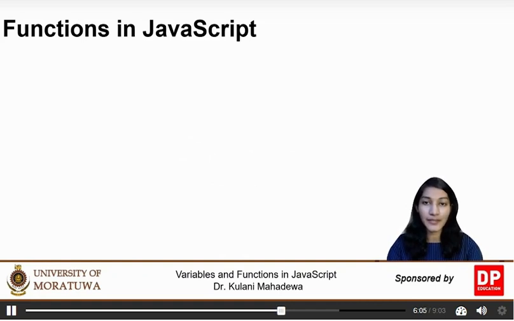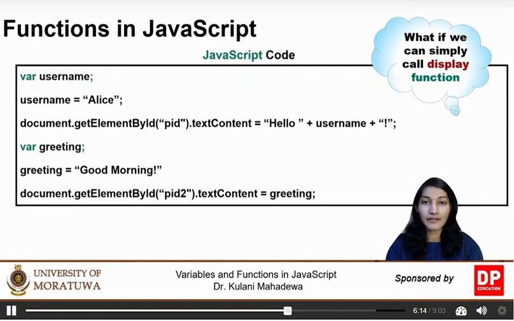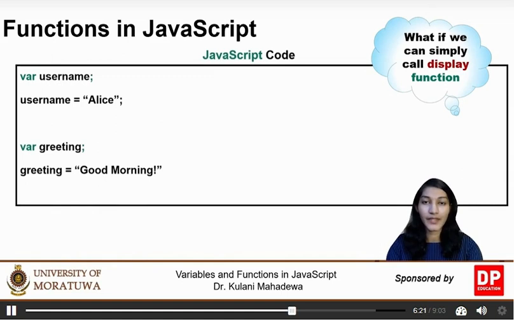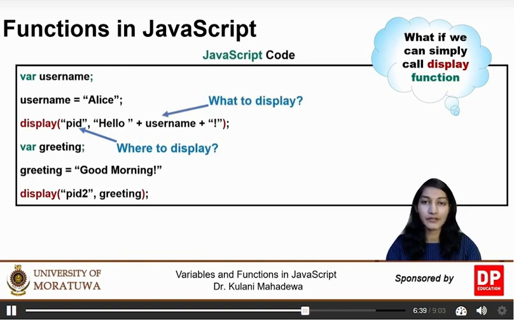Our task here is to display some text on the game screen. So let's assume we have a function called display. In our JavaScript code, we remove the line which displays the text. Then we call the display function. This function takes two inputs. They are the ID attribute and the text to display. The ID attribute tells where to display. The text is what to display. Now can you see our code became simple? So this is one of the objectives of using functions.